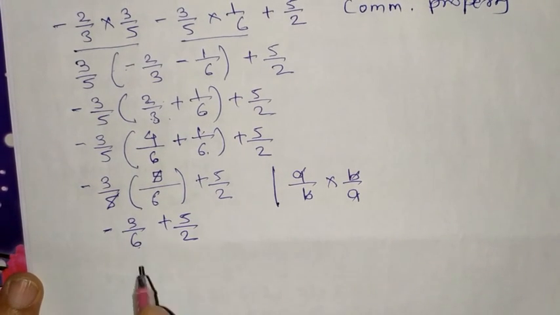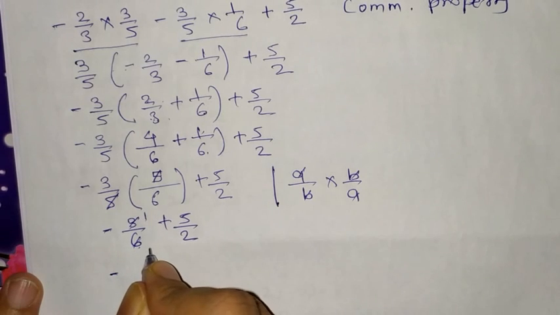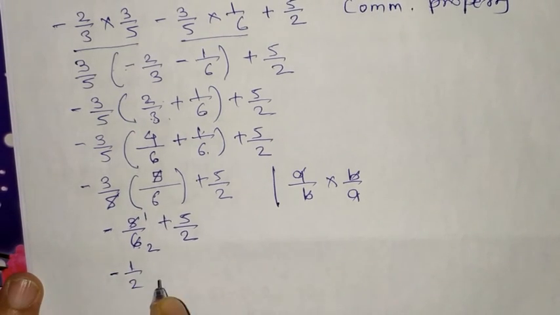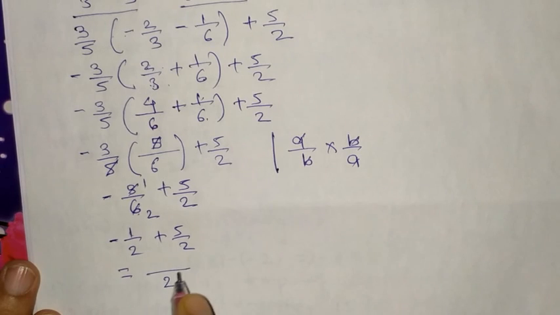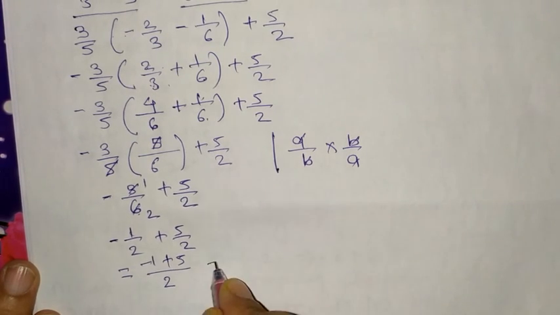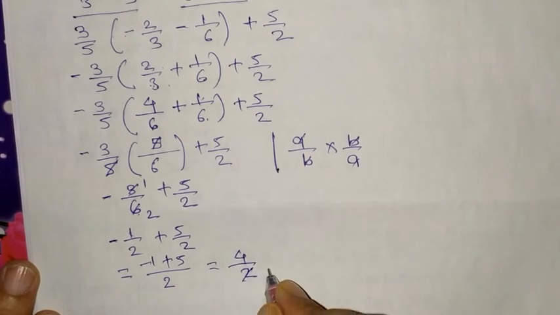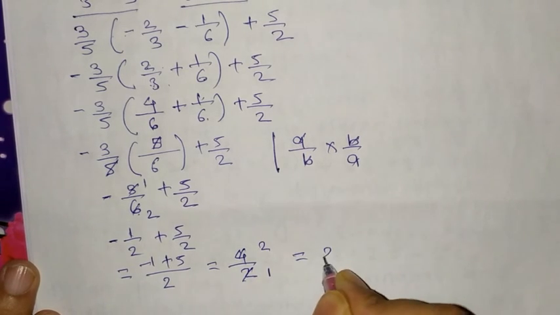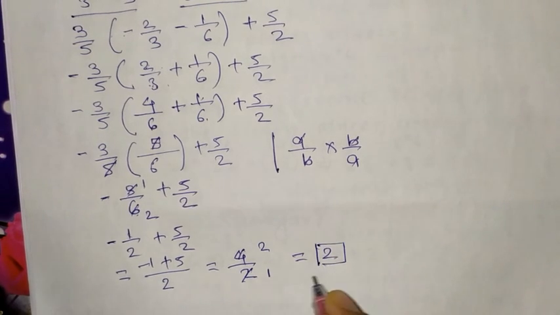We can divide 6 by 3, or both numbers can be divided by 3. So here 3 1s are 1, 3 2s are 6. So it is minus 1 by 2 plus 5 by 2. Finally you can easily solve. 2 is common, so minus 1 plus 5. Finally it is 4 by 2. Here you can divide it by 2. So 2 1s are 1, 2 2s are 4. So our answer is 2. Okay, so this is our answer.